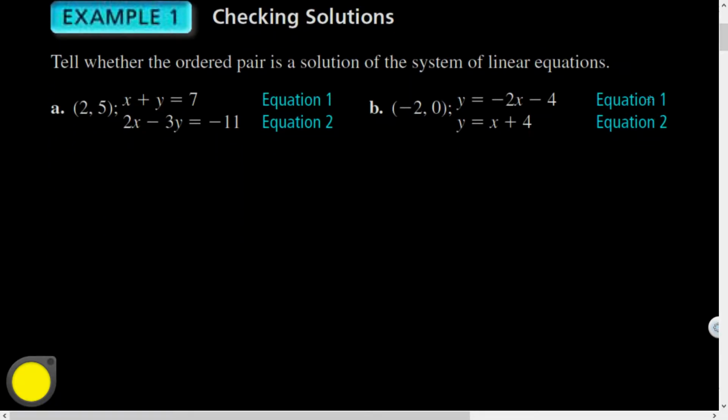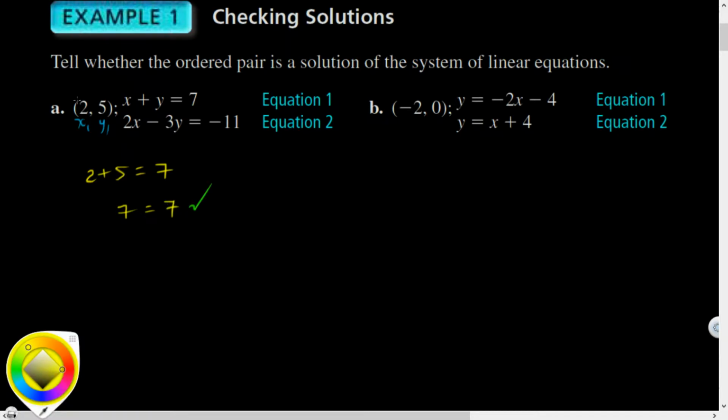So let's start with this idea. How could I check to see if something was a solution? So they're saying, is (2, 5) a solution of the system? So here's an x1, y1. Let's do a check. Let's plug it in for the first equation. Is 2 plus 5 equal to 7? Yeah, 7 equals 7. True story. That works. That means that this point would be on that line. Let's check it in the other one.